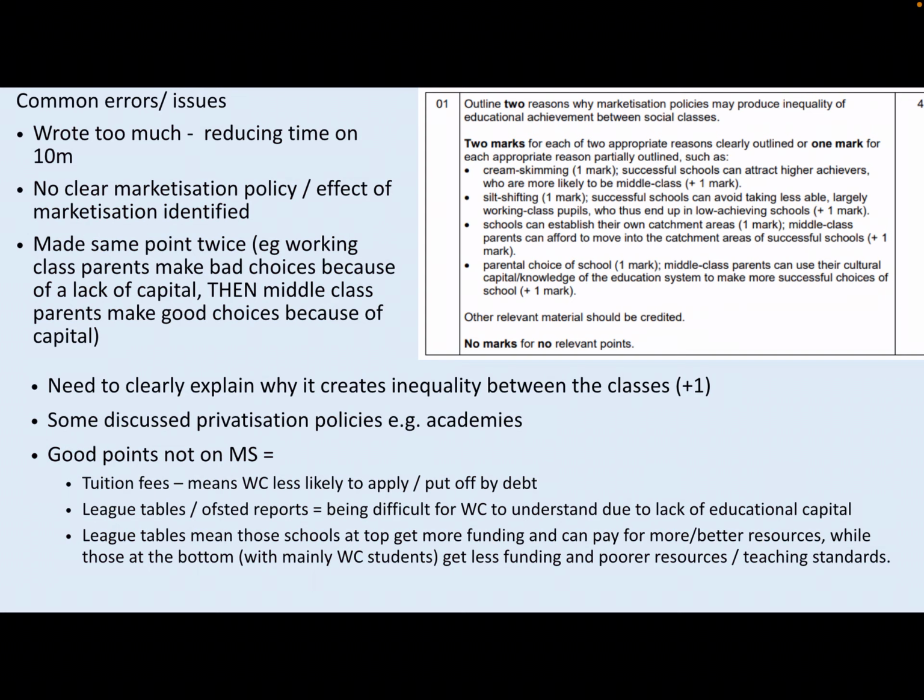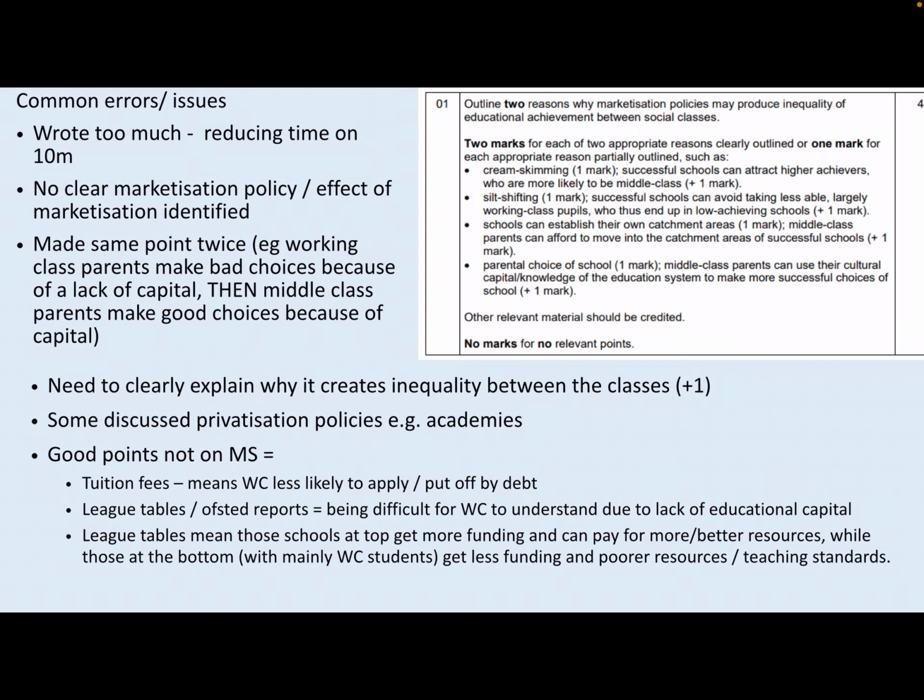It's the argument that capital is affecting the type of school that students end up in, and therefore that would widen the social class gap if the middle class students are going to the good schools and the working class the bad schools. You did need to really clearly explain why it creates inequality between the classes. So lots of you mentioned good points or good issues with marketisation, but you didn't then explain how it then created the inequality.